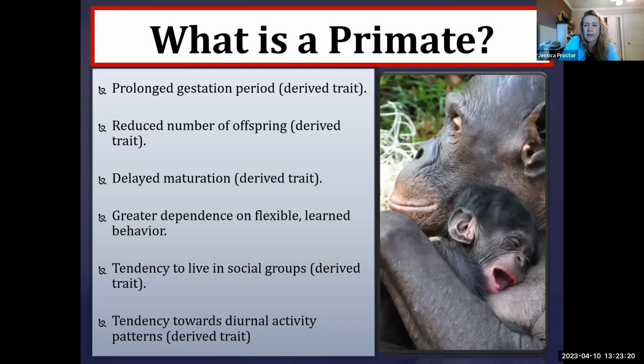So we have prolonged gestation. That's a prolonged prenatal period. We have fewer number of offspring. That's a derived trait. We have delayed maturation. So that's essentially childhood. We have greater dependence on flexible learned behaviors. We tend to live in social groups. And we have a tendency towards diurnal activity patterns.